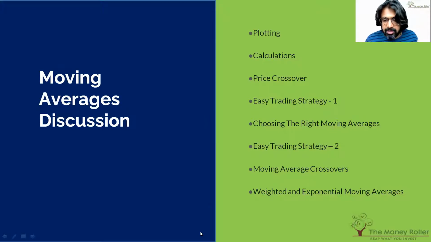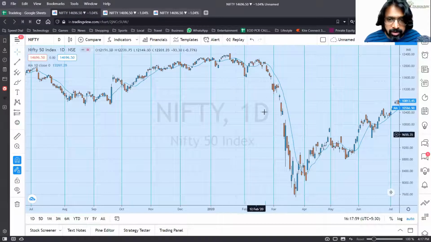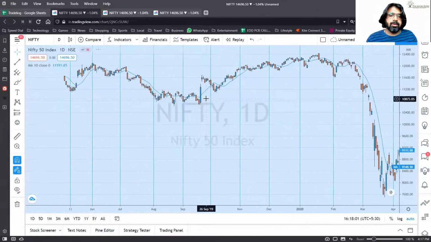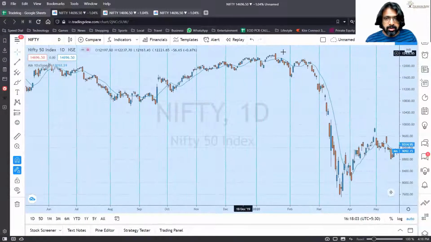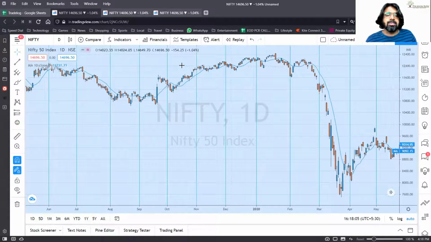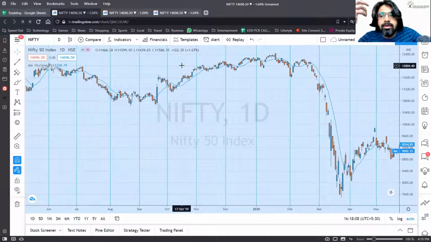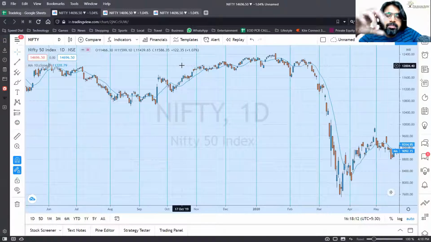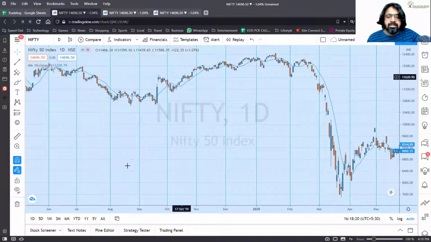Let's move to the Nifty daily chart. Out here on this Nifty daily chart, there are certain times where the price moves are so erratic that you don't understand which direction the price is moving in. And for times like this, when you add a moving average, the price tends to get smoothened, and you come to know the actual direction that the price is moving in.